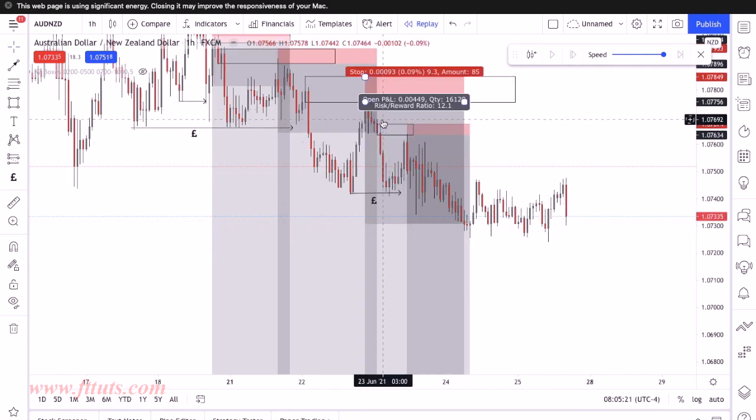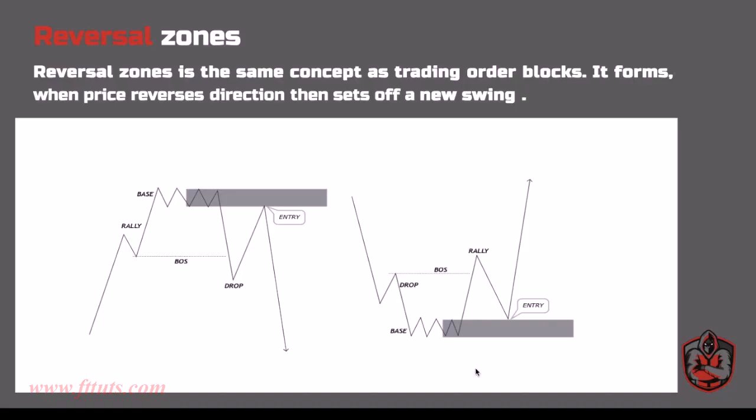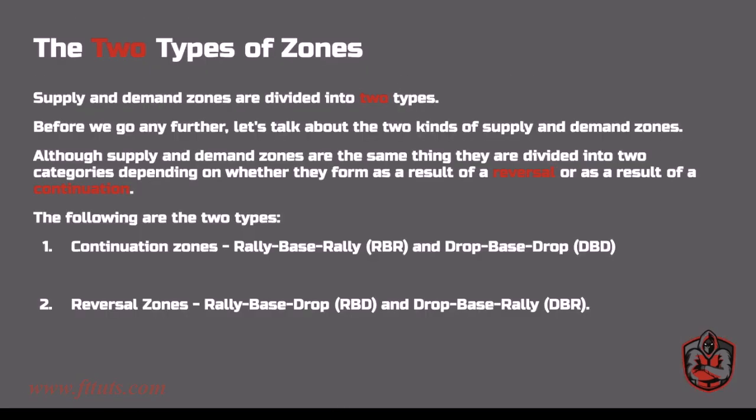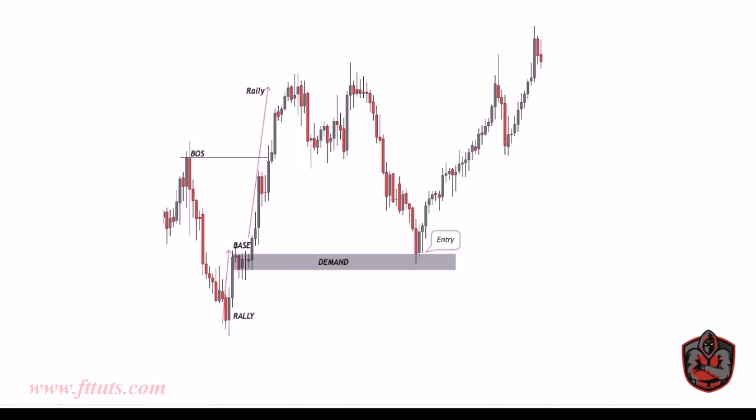Now I'm going to move over to reversal zones. Reversal zones is the same concept as trading order blocks. It literally forms when price reverses direction, then sets off a new swing. So if I go back to that slide, remember I was talking about the examples of reversal zones: rally, base, drops, and drop, base, rallies.